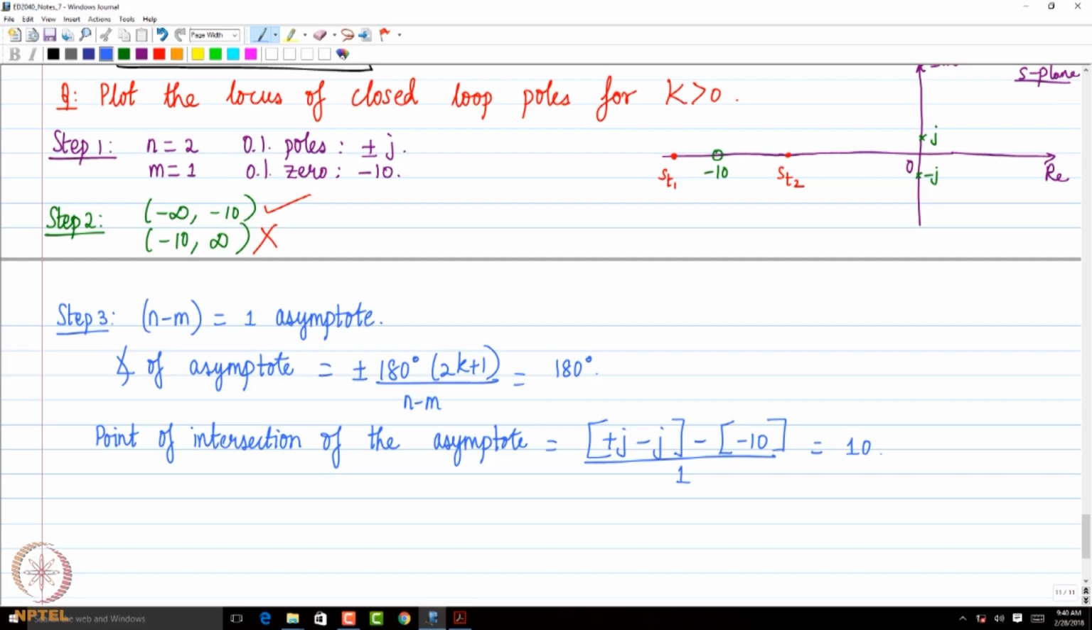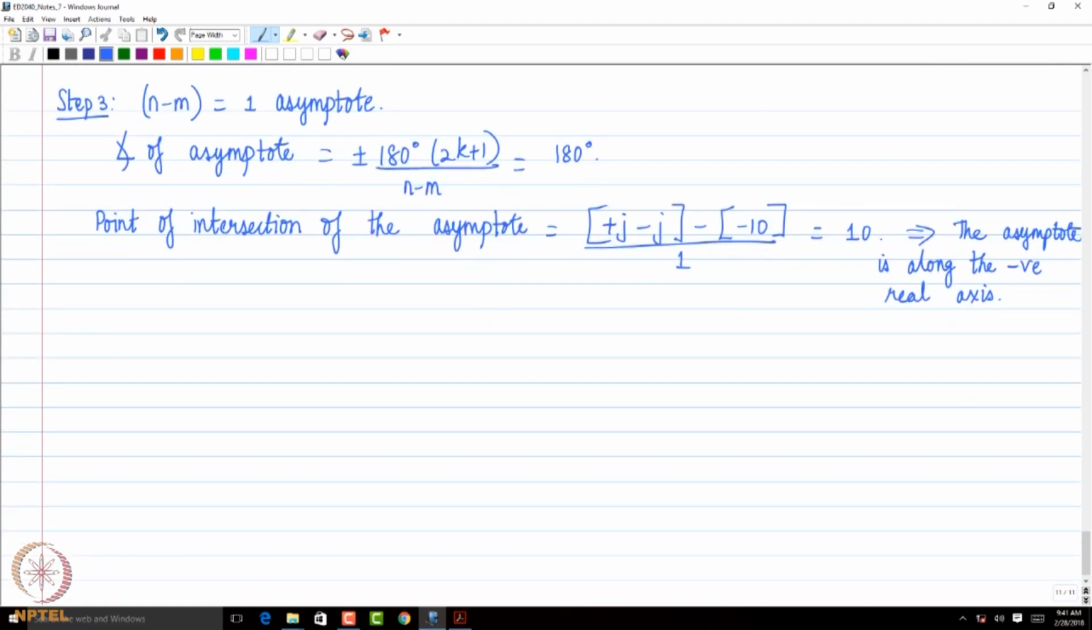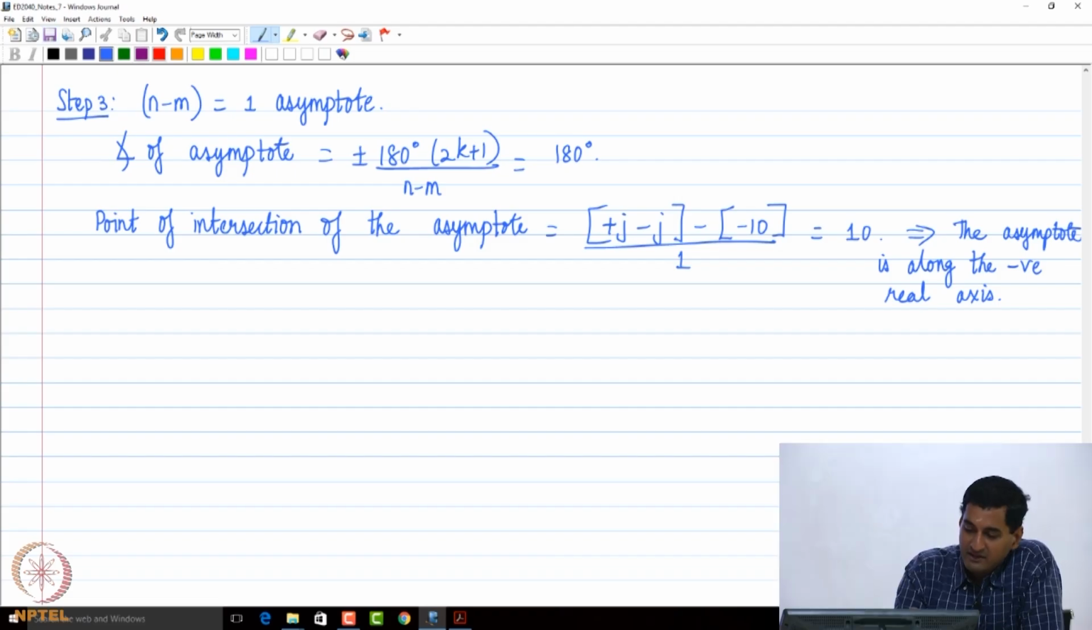So, what does this really mean? This really means that the negative real axis is the asymptote. The asymptote goes along the negative real axis. Instead of any line parallel to the negative real axis, the negative real axis itself is the asymptote. That is what this analysis can conclude. So, that is step 3. Now, what is step 4?